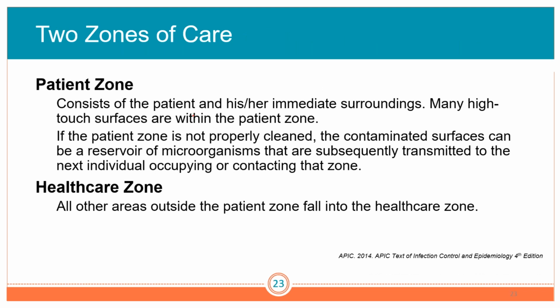All right, so now let's talk about the 2 zones of care. You have the patient zone, and then you have the healthcare zone. The patient zone is really where a lot of our high touch surfaces are going to be. This consists of the patient's immediate surroundings. Many high touch surfaces are bed rails and bedside tables. These are all places that can be contaminated and that are frequent reservoirs of microorganisms, and it's very easy for those microorganisms to go from those high touch surfaces to the patient.